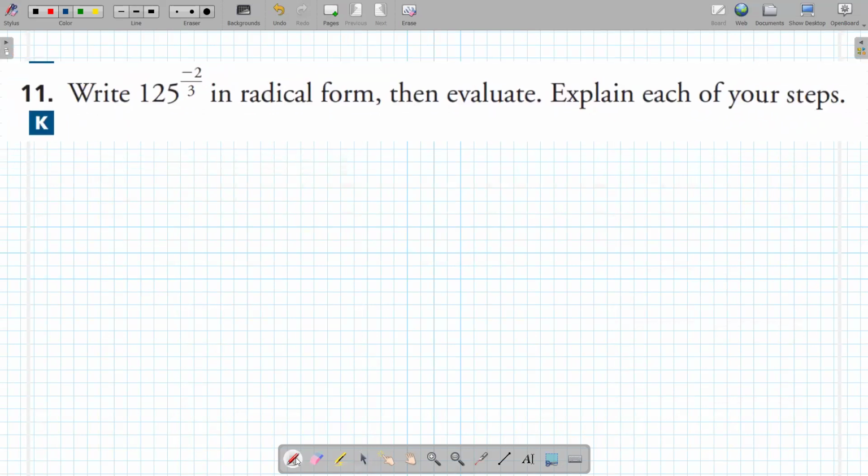Write 125 to the power of negative 2 over 3 in radical form. So basically, write it with square roots and cube roots and whatnot. How would we write this using an index? What do you think?